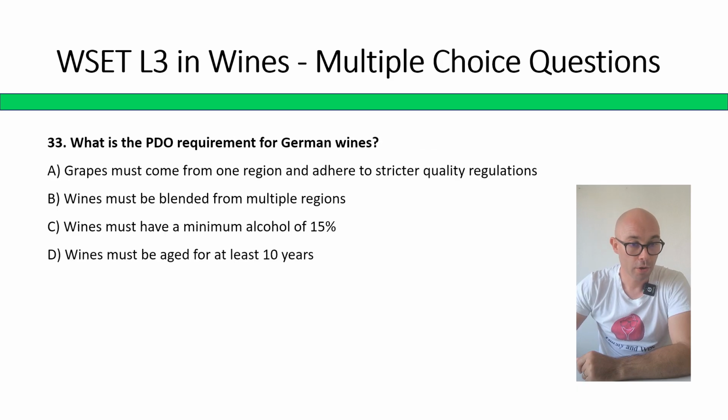What are the PDO requirements for German wines? The grapes must come from one region and adhere to strict quality regulations. Wine must be blended from multiple regions. Wines must have minimum alcohol of 15%. Wines must be aged for at least 10 years. The correct answer is A. Grapes must come from one region and stick to the rules of that region.